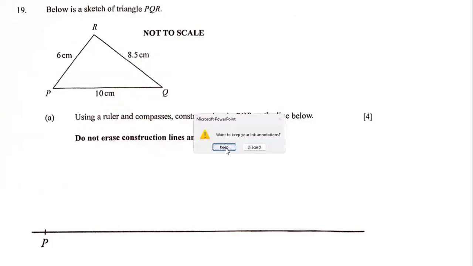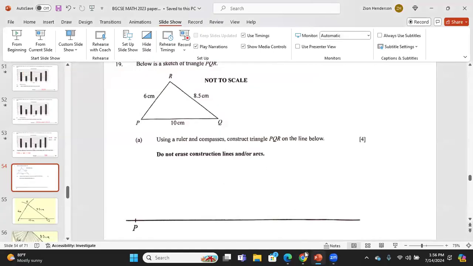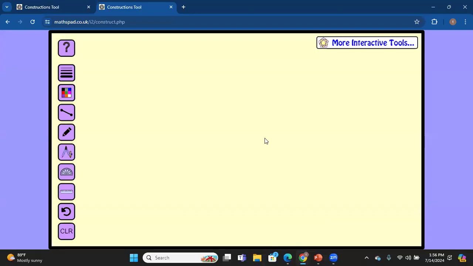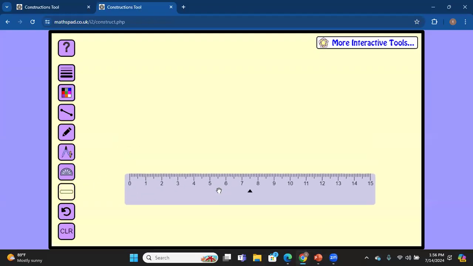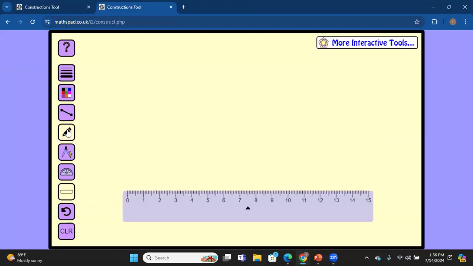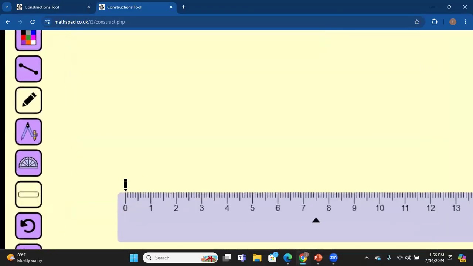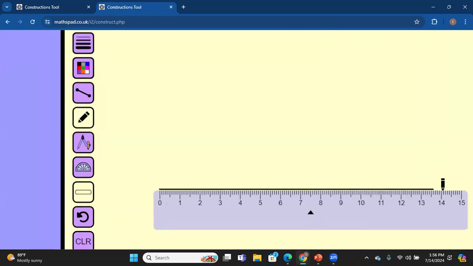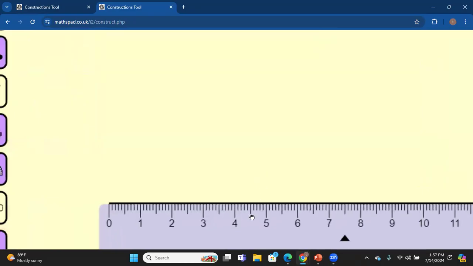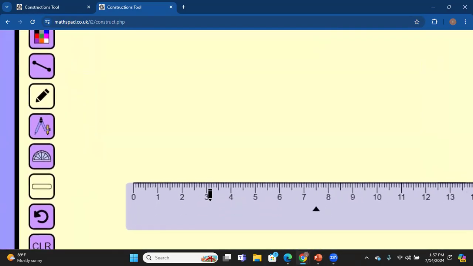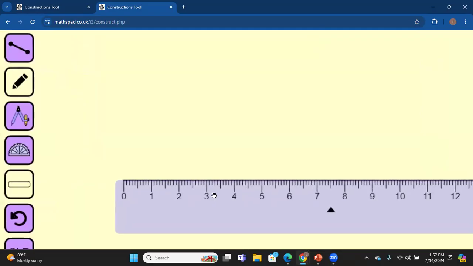And so here we're going to construct this, right? Let's use this particular site to help us. Notice that they tell us that they want PQ to be 10 centimeters. So let's draw this line. We can start at 0, and we draw this line all the way. Notice I didn't stop at 10 because I'm just drawing a line. I'm not being particular on the length of this line, but I want to ensure that this right here is at 0.